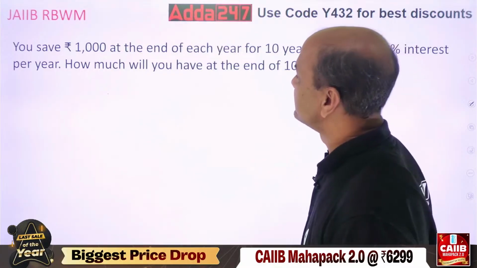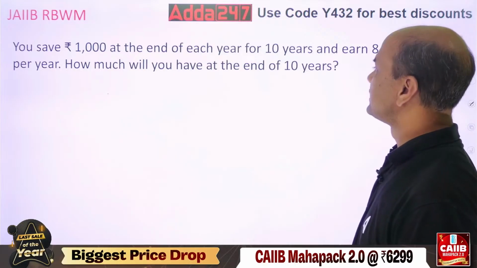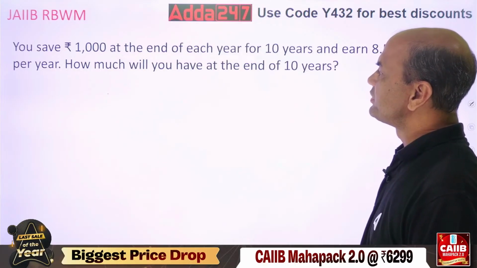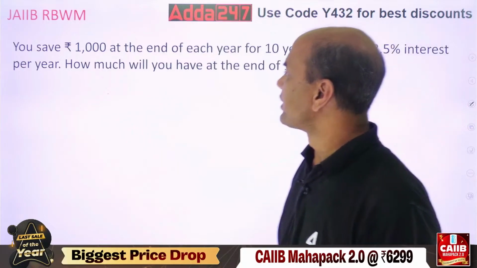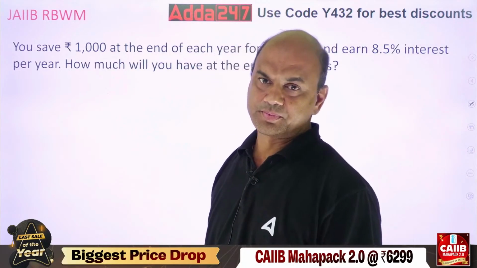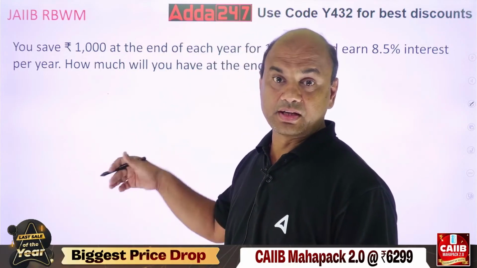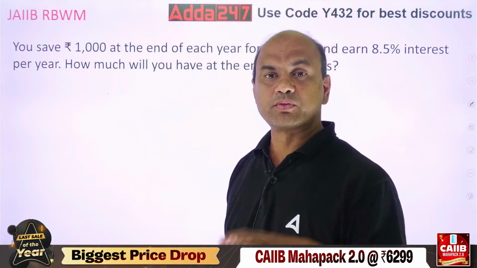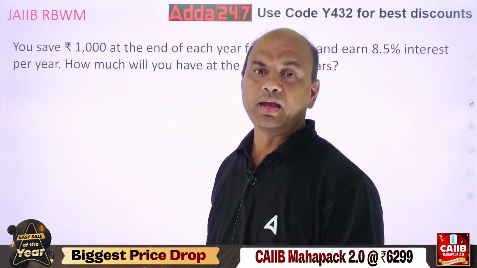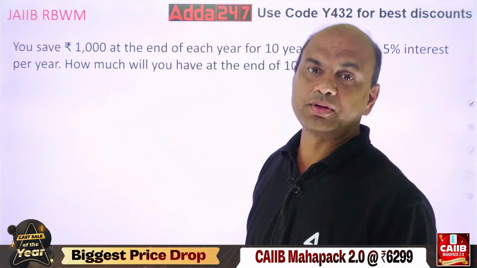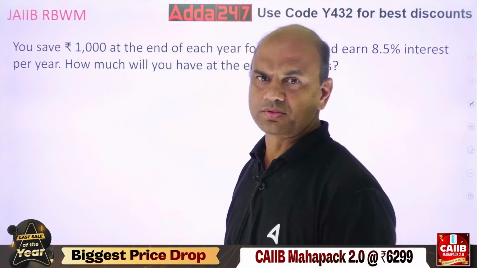You save 1000 at the end of each year for 10 years and earn 8.5% interest per year. How much will you have at the end of 10 years? See, this is an annuity problem. Kindly note, there are two types of problems. One is the earlier one which we saw, invested once and then getting the amount at the end. Annuity means every year I am investing. This you might have had in your accounts also.